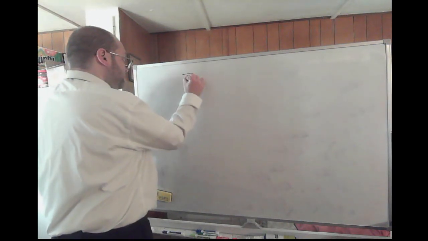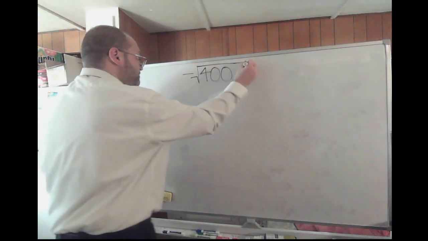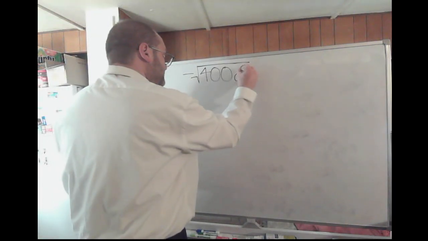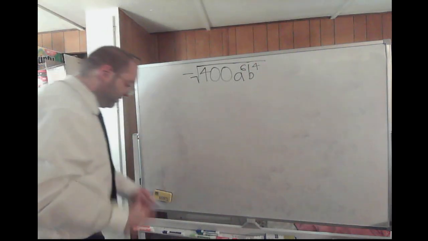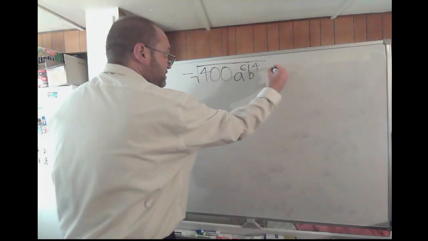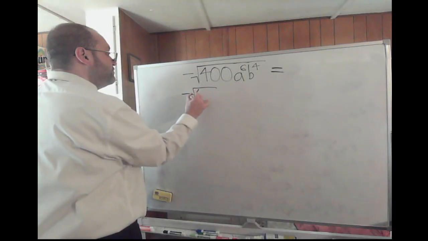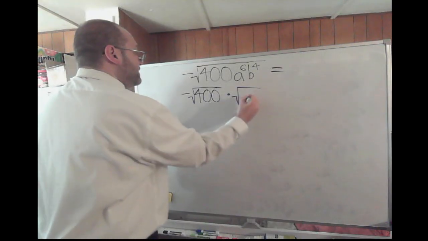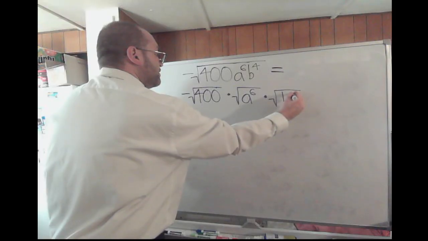Alright, what do we have here? Negative of the square root of 400 a to the sixth, b to the fourth. So we'll split this into three separate square roots again. Let's do negative of the square root of 400 times the square root of a to the sixth times the square root of b to the fourth.